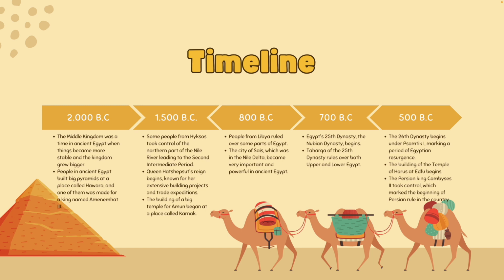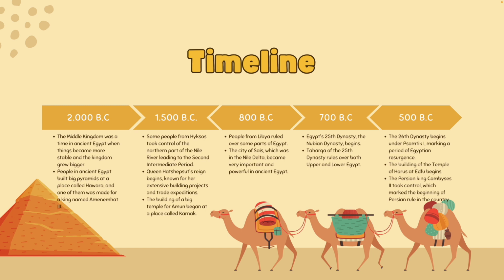So now we're going to look at a timeline. So basically a timeline is the years of activity that happened in ancient Egypt that are just noteworthy, okay? So the first thing is, in 2000 BC, we see that the Middle Kingdom was a time in ancient Egypt when things became stable and the kingdom grew bigger. So ancient Egypt became bigger and bigger and bigger.